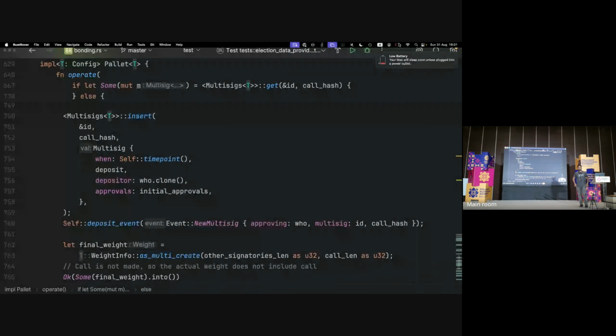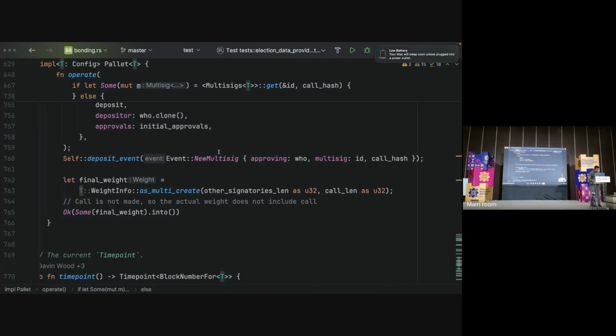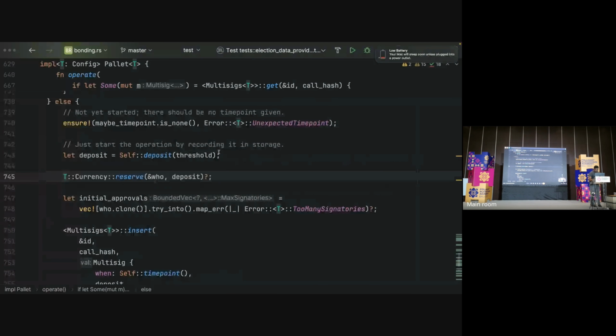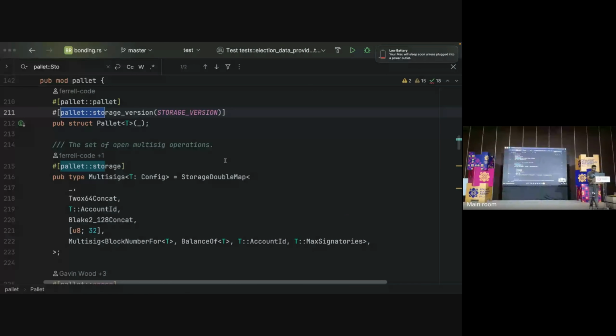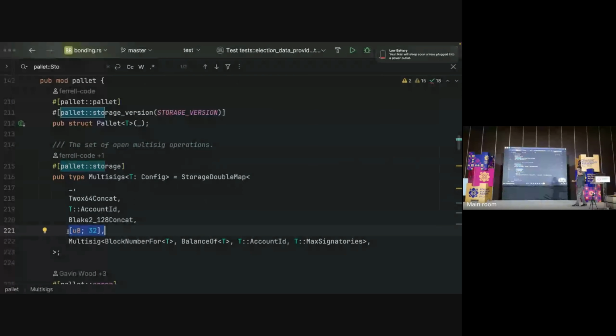I have a question about the multisig storage because it's a double map. Can you show how it's implemented? So it's a storage double map, account ID and some random bytes. So why, for example, is it using concat instead of just Blake2 128? Why concat here, for the hash?